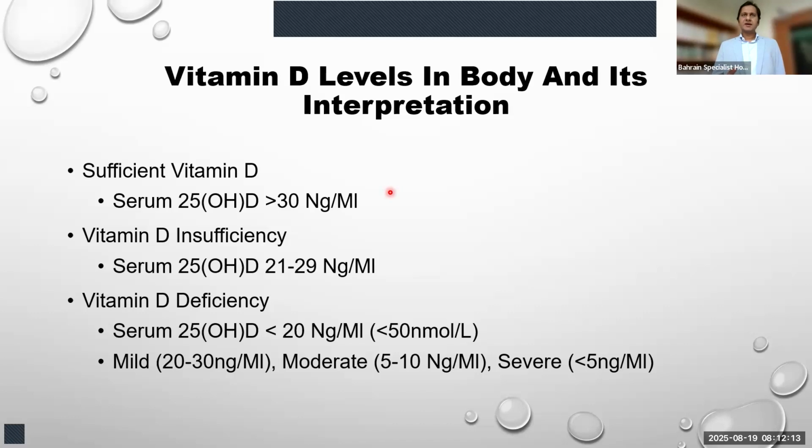Vitamin D has been categorized into three levels: sufficient, insufficient, and deficiency. If a person has greater than 30 nanogram per ml, it is sufficient vitamin D. Between 20 to 30, it is insufficient, and vitamin D deficiency is below 20, which is also categorized into mild, moderate, and severe. Why is it so? Because, as I will talk about later regarding extraskeletal health, most of the extraskeletal symptoms are related to absolute deficiency, which is below 20.